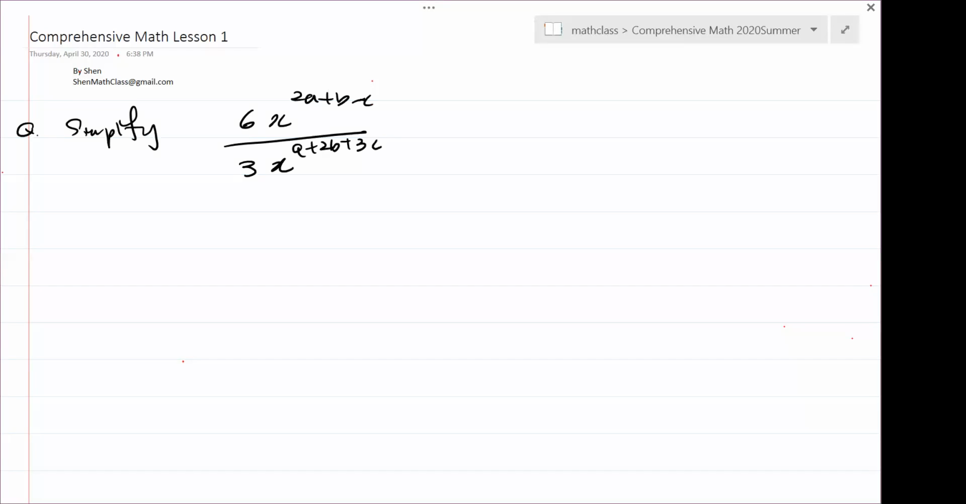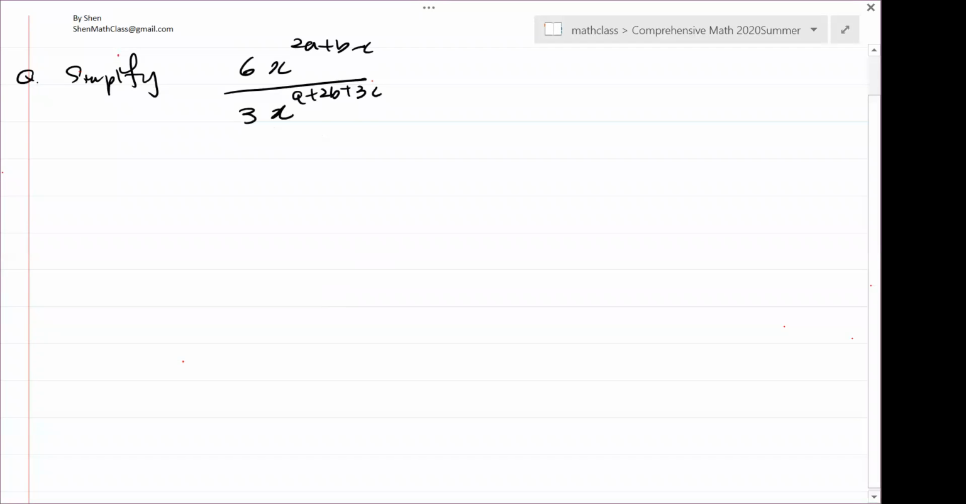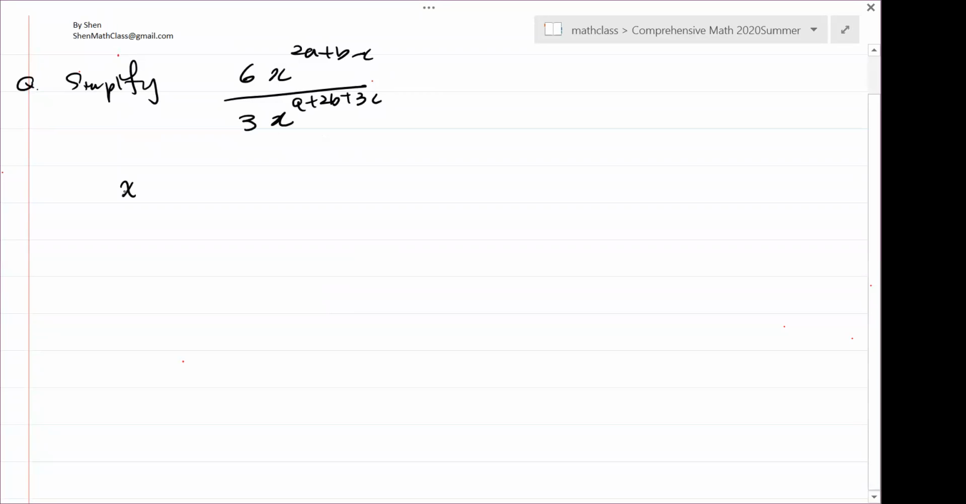Now, this is just a fraction, right? So the only formula we're going to use is if we have x to the alpha times x to the beta, it's going to be x to the alpha plus beta. Another formula is x to the alpha divided by x to the beta is going to be x to the alpha minus beta.